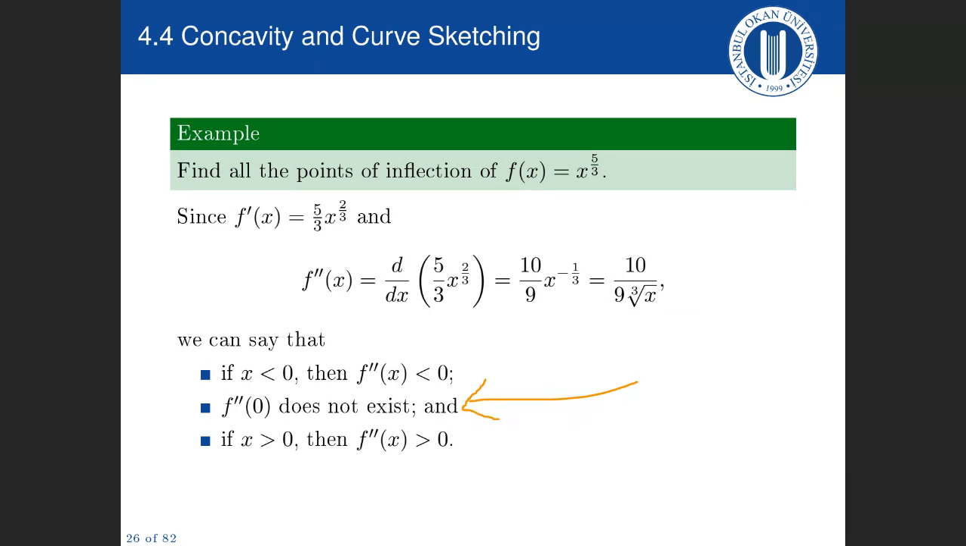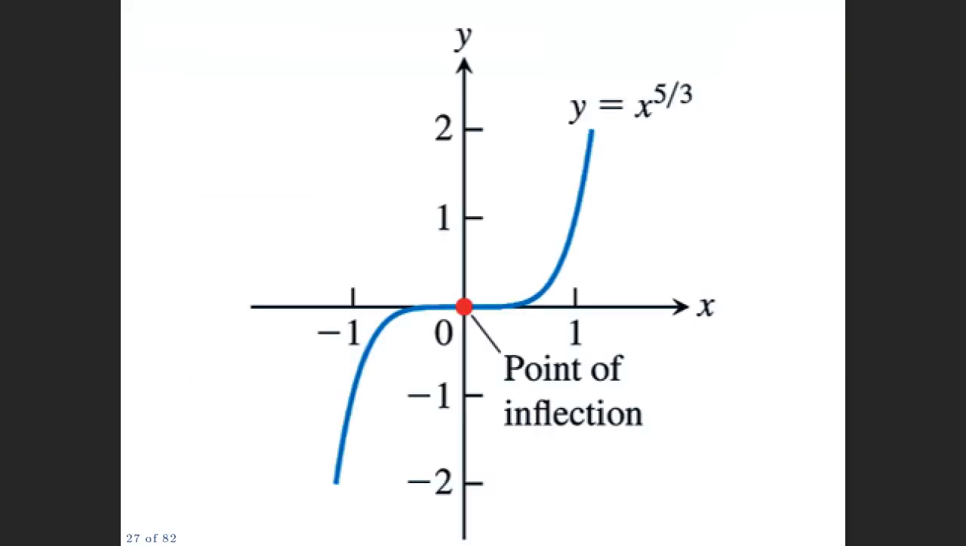So that's concave down on the left of 0 and concave up on the right of 0. So we have a point of inflection when x is 0, and putting that into the formula, if x is 0, y is also 0. The graph of the function looks like this. We can see that it's concave down on the left, concave up on the right, and in the middle we have a point of inflection. The point of inflection is where the concavity changes from concave down to concave up.